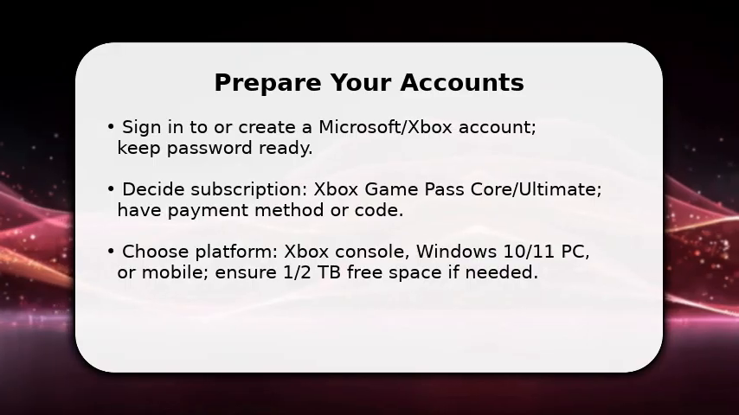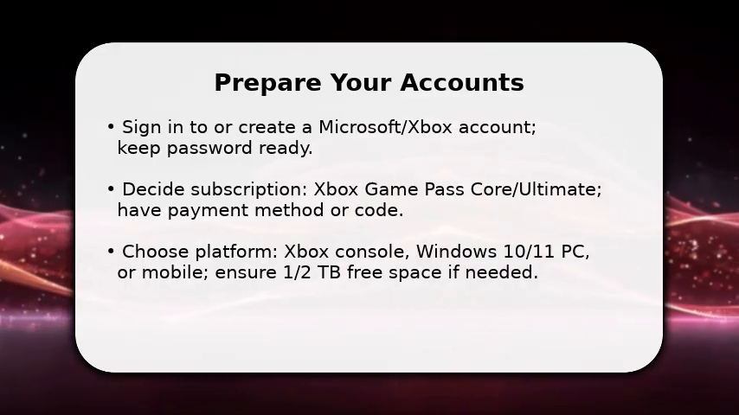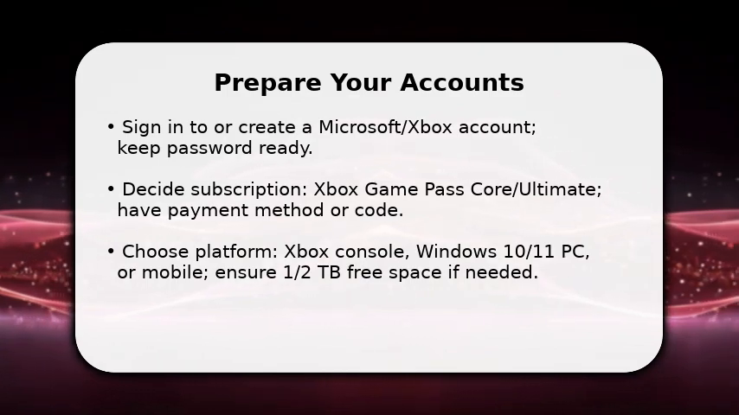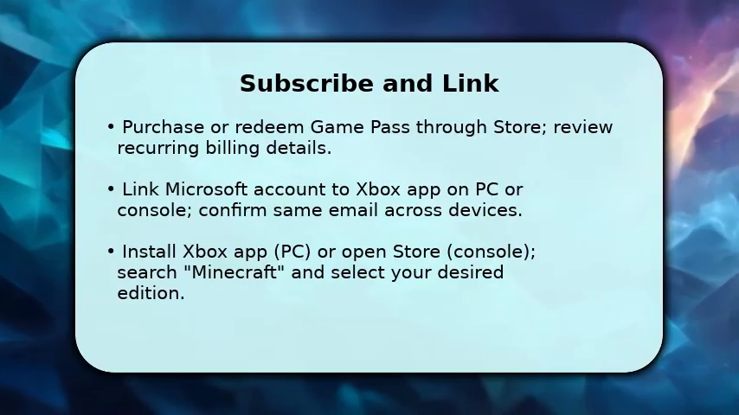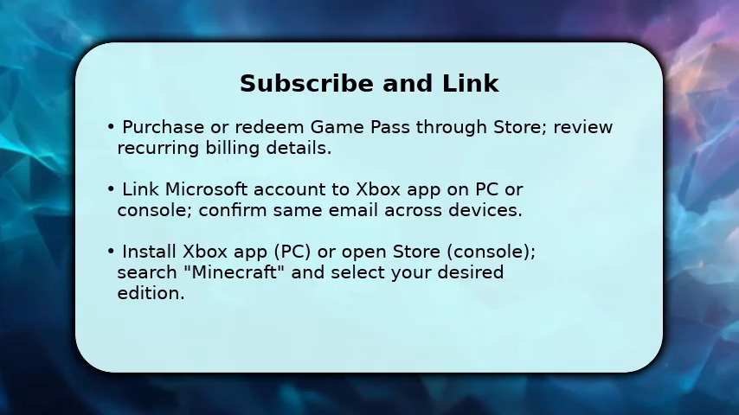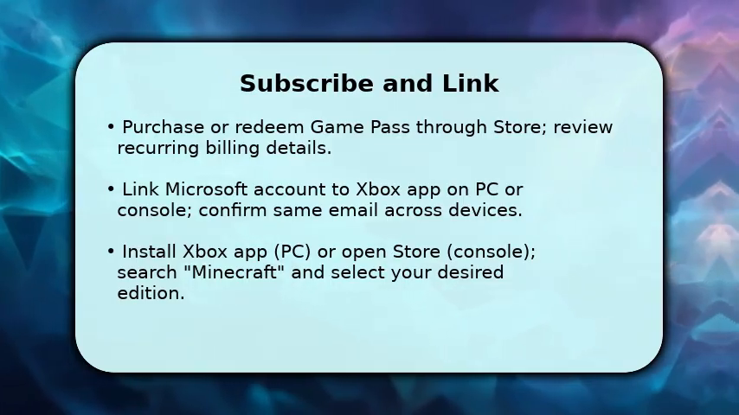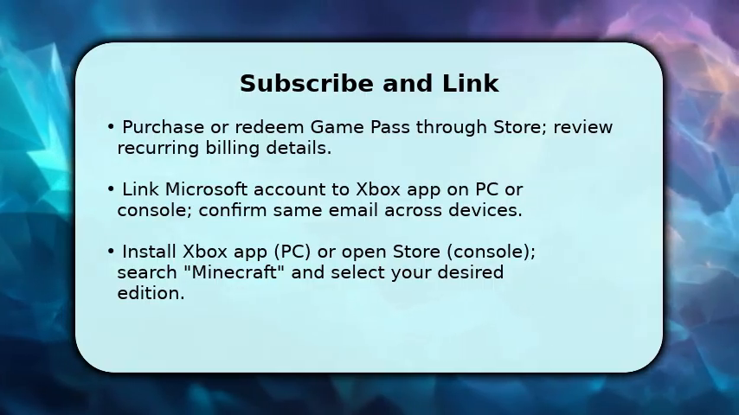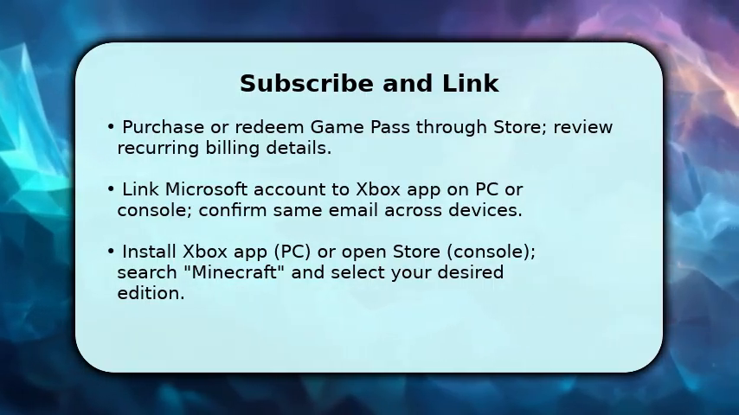While doing this, keep your console or PC connected to a stable network, and note the account email you'll use to redeem and install. Once you purchase or redeem Game Pass, make sure billing shows correctly and the subscription is active under your account. After activation, link that same account on your console or in the Xbox app on PC. This ensures Game Pass licenses propagate.